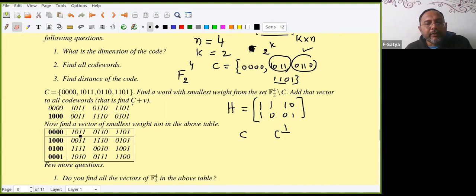Now if I multiply these things with H, what happens? If I take 0 0 1 1, what happens? If I take the first column and multiply here, then I will get 0, right? But if I take any of these third rows and multiply, I will not get 0, right? This means all these are non-code words.